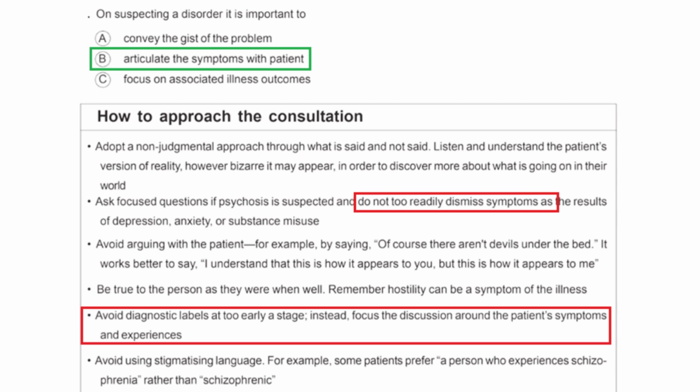In summary, option B is correct because it aligns with the emphasis on understanding and discussing the patient's symptoms, as stated in the provided text. Options A and C do not specifically address this primary aspect of patient interaction and evaluation, making them less appropriate in this context. Let's look at the next question.